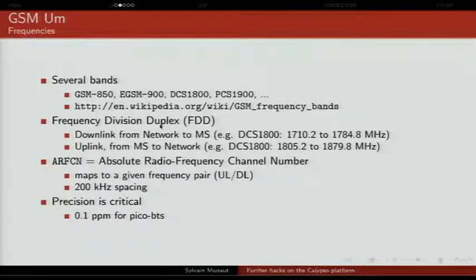And finally, in the RF transmission, precision is very, very critical. We're talking 0.1 ppm, so that's parts per million, and that's for a relaxed specification specifically for Pico BTS. If you take the macro BTS, so the big cell sites, they have even tighter specifications than this.